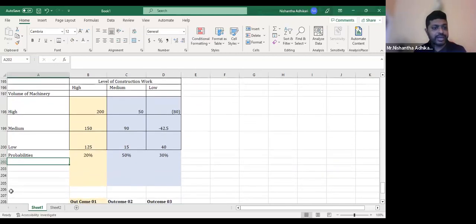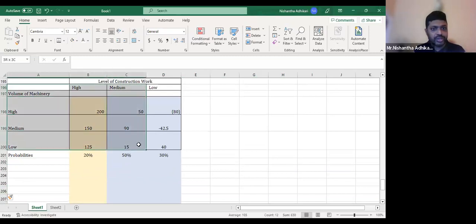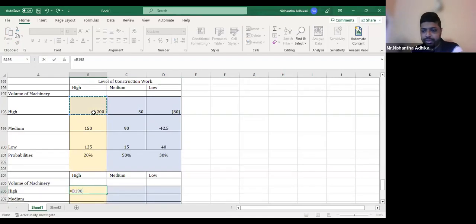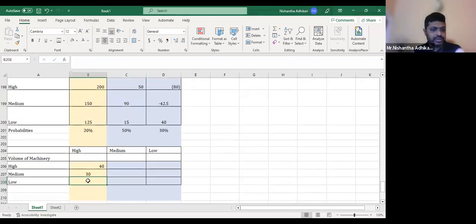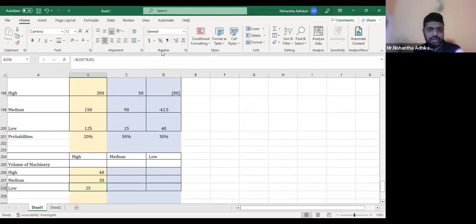Then if we calculate the expected values of this given information, high volume, profit will be 200 million, probability 20%, then it is 40 million. Medium volume machinery profit is 150, high level of construction work, probability is 20%, it is 30. Then next one, 125 into 20%, 25 million expected value.